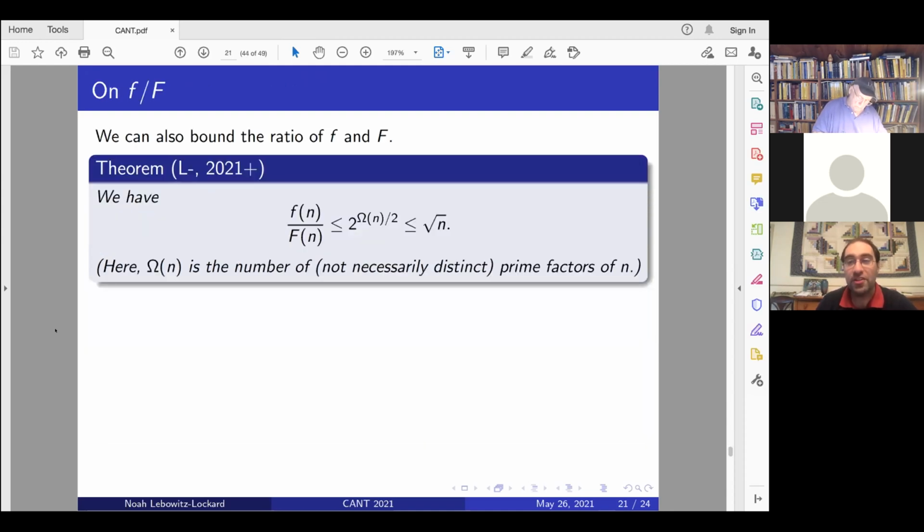For the last part of the talk, I'd just like to shift gears a little bit and talk about some related research that I've also done with these functions. So I said that one would expect that little f of n and big F of n would be pretty close together. One reason for this is that typically a number doesn't have too many repeated prime factors. So I recently found this formula that little f of n over big F of n is at most 2 to the capital omega of n over 2, where capital omega of n is the number of not necessarily distinct prime factors of n. As an added bonus, we also get that 2 to the capital omega of n over 2 is at most root n. And so this is a nice upper bound for little f of n over big F of n.